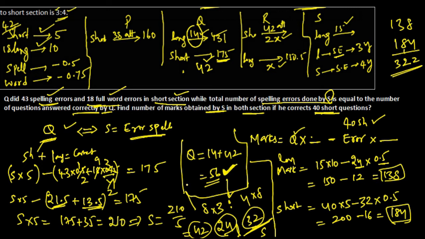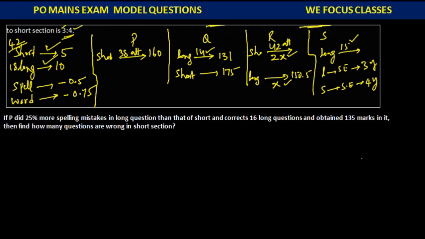It may be very lengthy, but once we solve and practice this kind of problems, our confidence levels will increase. Now look into the next problem. Here it is given: if P did 25% more spelling mistakes in long questions than in short, and correct 16 long questions and obtained 135 marks in it, then find how many questions are wrong in short section.